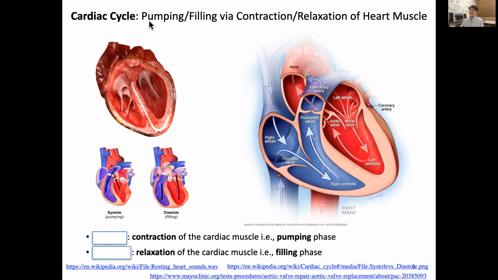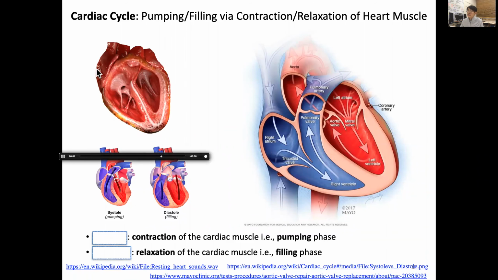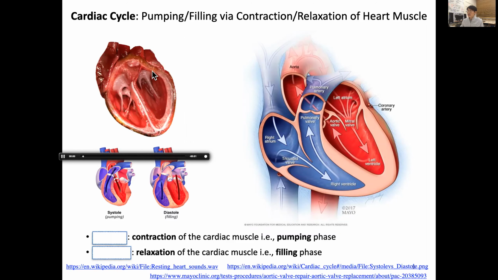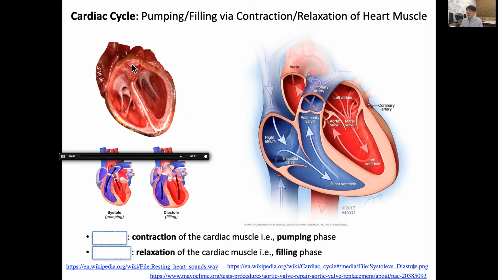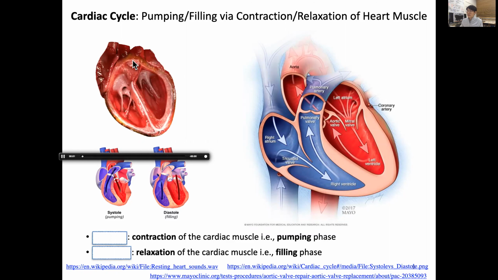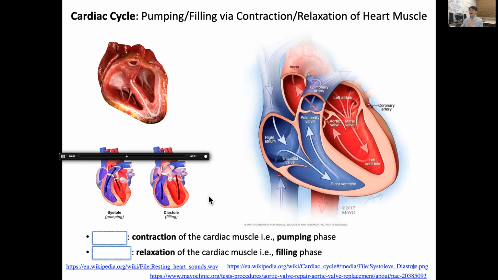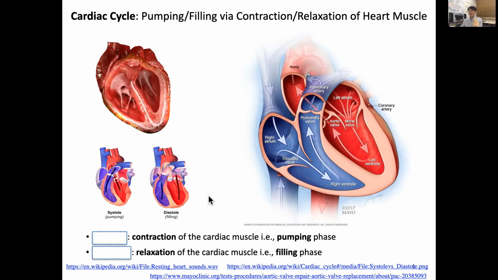What is the cardiac cycle? Let's take a look first. So this is a beating heart, and you can see the right atrium and right ventricle, and left atrium, left ventricle. You can see the valve opens up and closes down. This is the pulmonary artery, and the pulmonary valve opens up, and you can see how rhythmical this is. It's about one hertz, right?